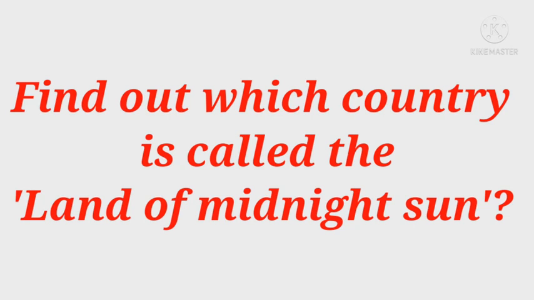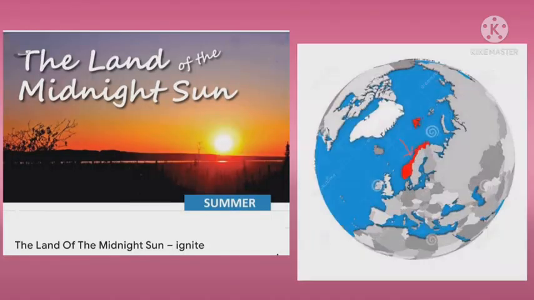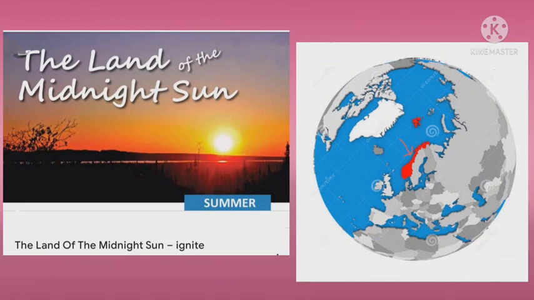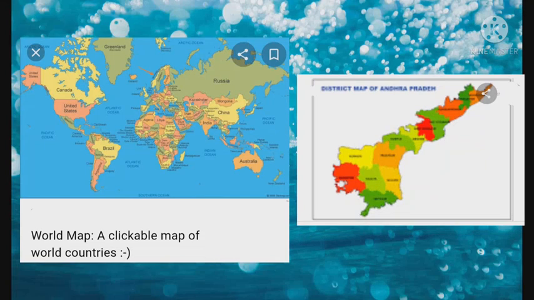Find out which country is called the land of midnight sun and locate it on the globe. Norway is called the land of midnight sun. This red color part is Norway. Find out its latitude and compare it with the latitude of Andhra Pradesh. The main latitude of Norway is 62 north and longitude of Norway is 10 east, while Andhra Pradesh lies between 12 degrees 41 minutes and 19.07 degrees north latitude and 77 degrees and 84 degrees 40 minutes east longitude.